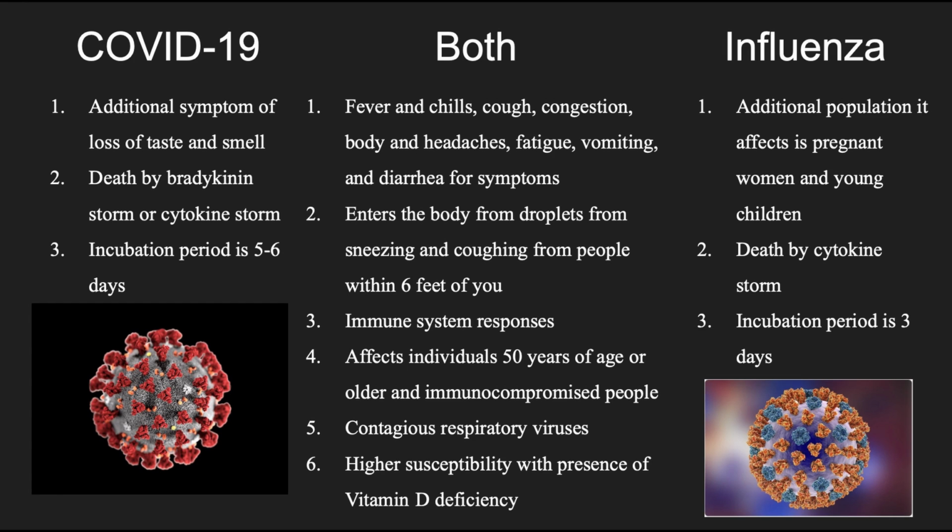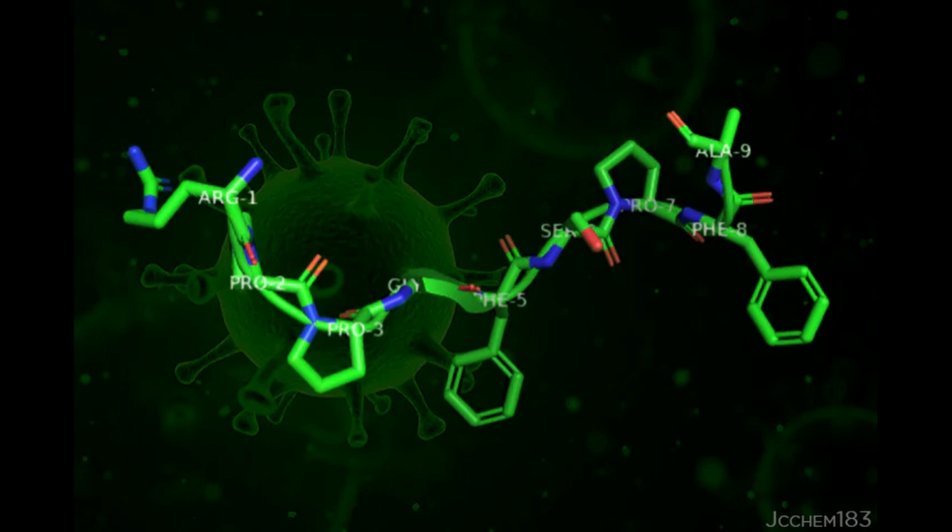COVID-19 and influenza are both contagious respiratory illnesses. Influenza has an incubation period of 3 days, while COVID's incubation period is 5 to 6 days. With this knowledge, it suggests that the flu spreads more rapidly than COVID, but COVID has a longer recovery time. COVID-19 is thought to spread more rapidly because it takes longer to notice the symptoms than influenza, but we found this to be false. Symptoms that are generally linked to both of these viruses include fever and chills, cough, congestion, body aches and headaches, fatigue, vomiting, and diarrhea.